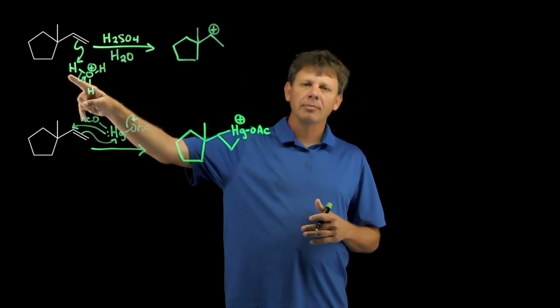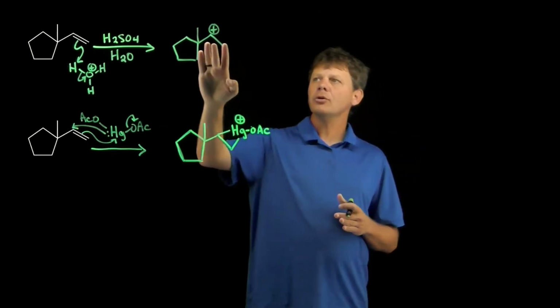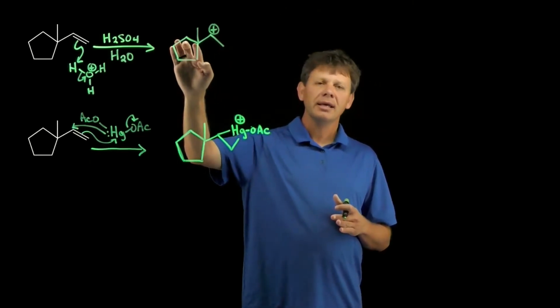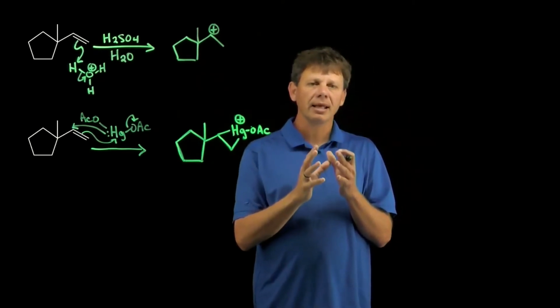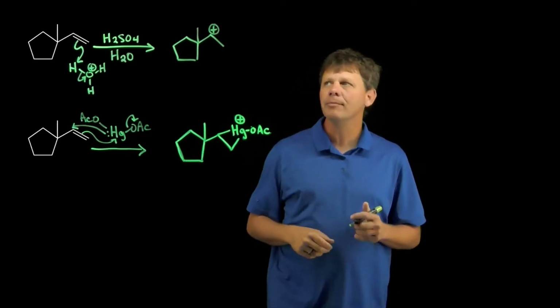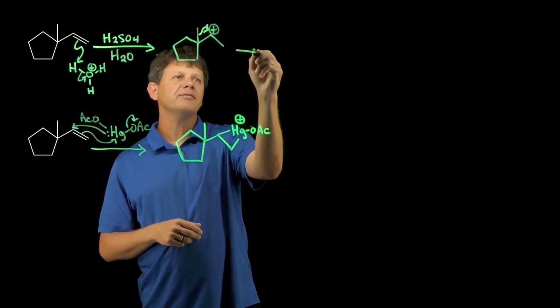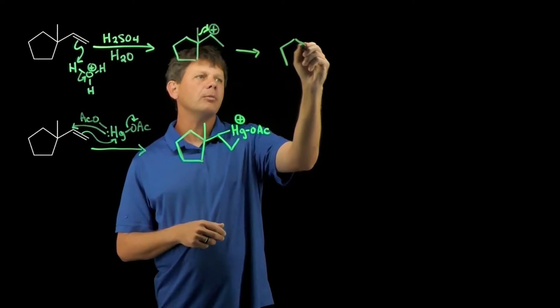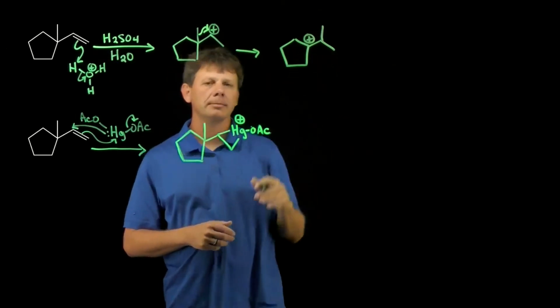When this alkene grabs a proton, we make a secondary carbocation. Now you'll note that this secondary carbocation is next door to a quaternary carbon. Anytime we have a carbocation that is less substituted than a neighbor, a rearrangement can occur. So we can show a methyl shift to go from that secondary carbocation to a tertiary carbocation.